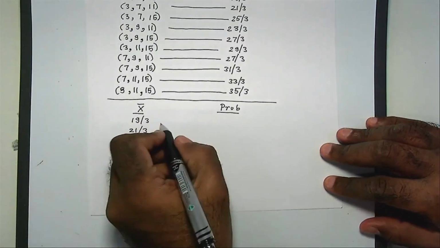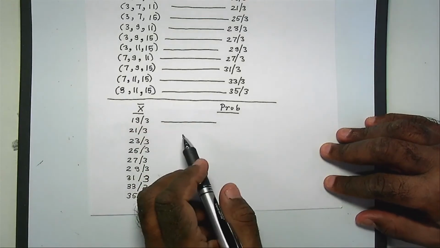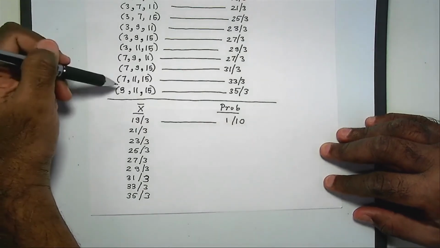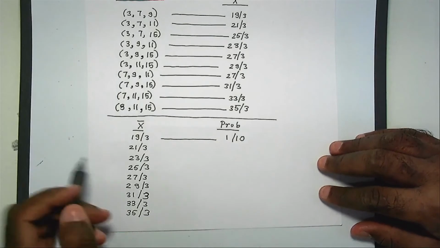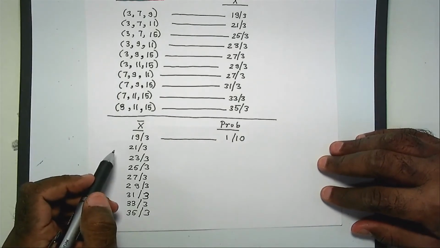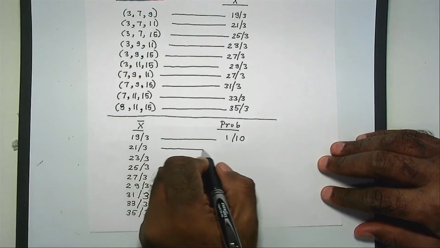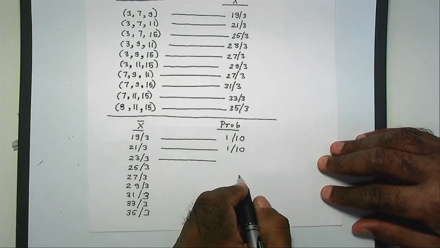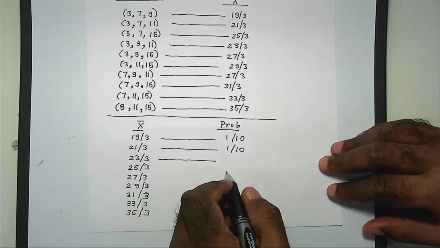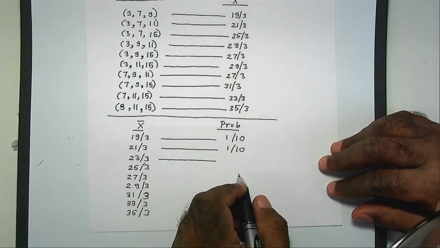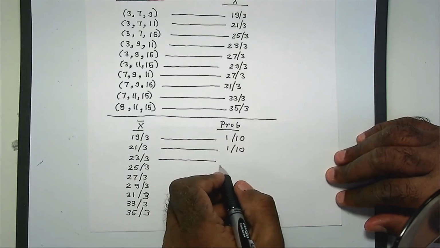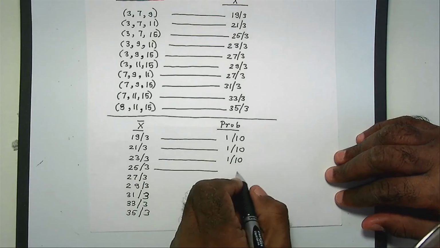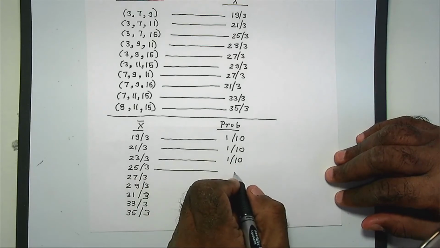Now for each of these there's a corresponding probability. 19 over 3 occurs only once, 1 out of 10. You see there are 10 possible outcomes here, right? 21 over 3, how many times? You have only one. 23 over 3, you have only one time, right? Correct me if I'm wrong. 25 over 3, you have one time.